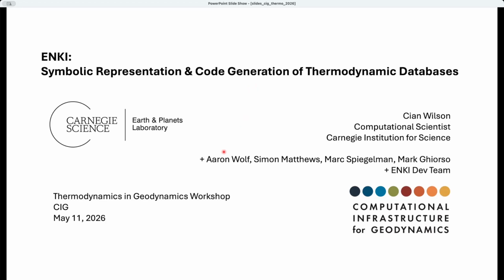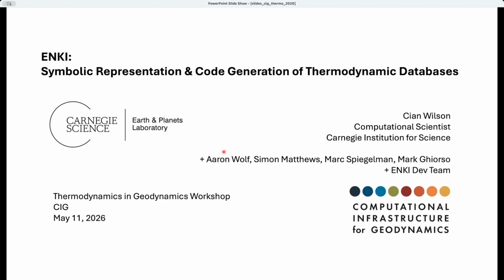But at its core, what ENKI is, or at least the part of ENKI that I'm going to talk about, is the use of symbolic representation of thermodynamics and subsequent code generation of thermodynamic libraries that we can use in either thermodynamics applications or coupled to geodynamic problems.